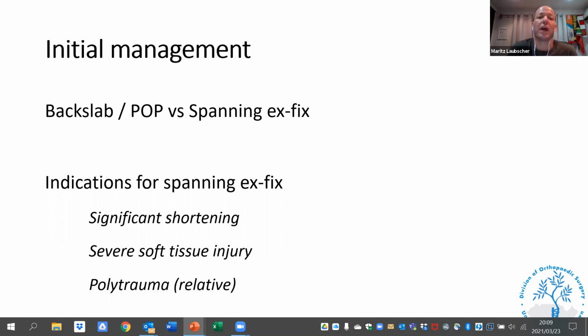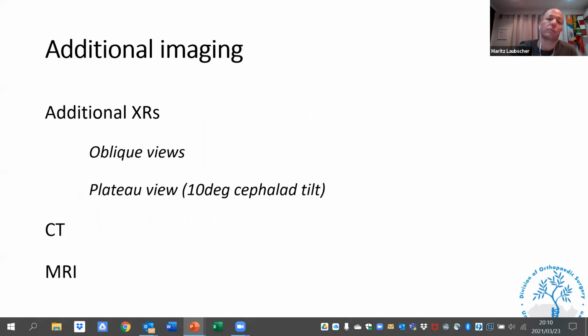you need to X-fix. In certain cases, especially a case where you need to definitively treat with a circular X-fix, there's not a lot of shortening and you're going to get to that patient in a fairly short time frame, then it's not always necessary to do a spanning X-fix.